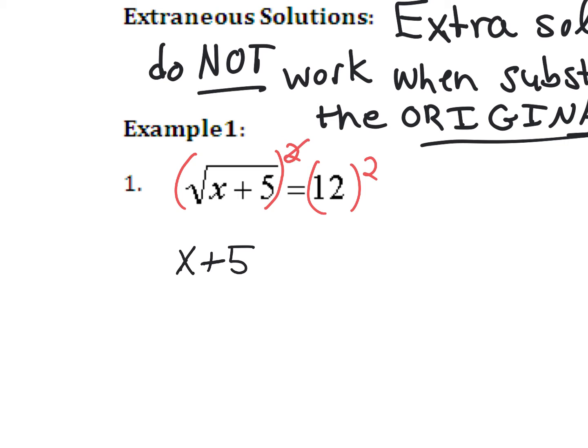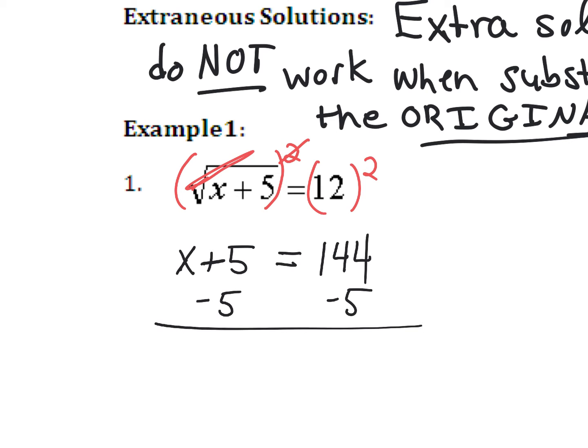So this square right here gets rid of that square root. So x plus 5 is now by itself. And then on the right side, I have 12 squared, which is 12 times 12, which is 144. And then to get x by itself, we're moving into step 3. We isolated, we eliminated, now we solve. So I need to solve that for x. I would just subtract 5 from both sides. And 144 minus 5 is 139.